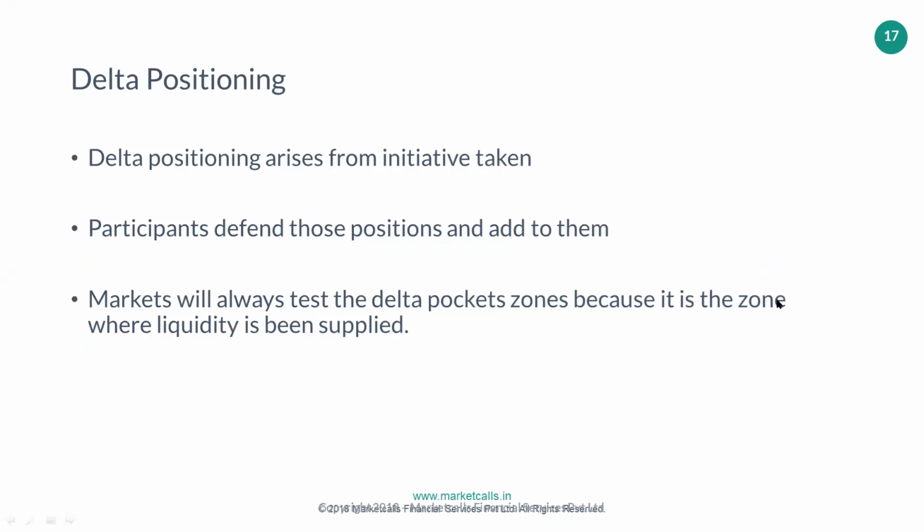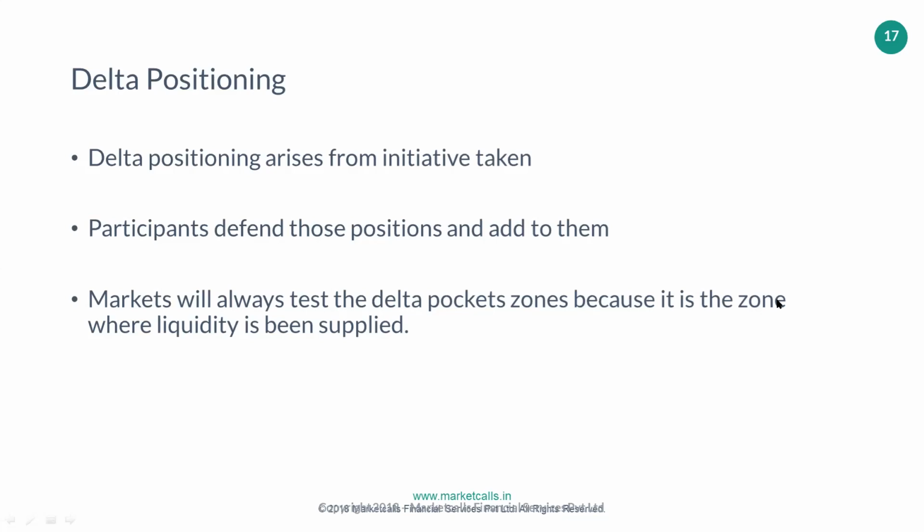So then next comes the delta positioning. Delta positioning arises from an initiative auction, right? Whenever there is an initiative drive, more participants will be coming in the form of particular packet zones, which you'll be able to easily identify from the delta candles by putting a delta at price. Where the participants defend those positions and add to them, those are the zones where you're going to see the absorption happening.